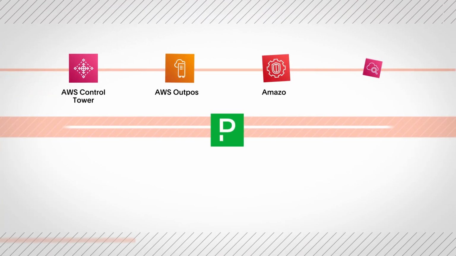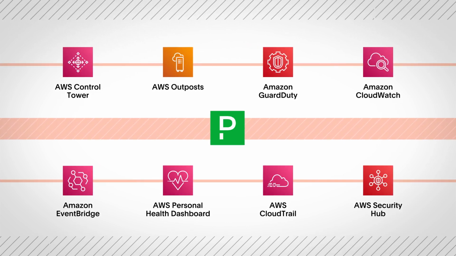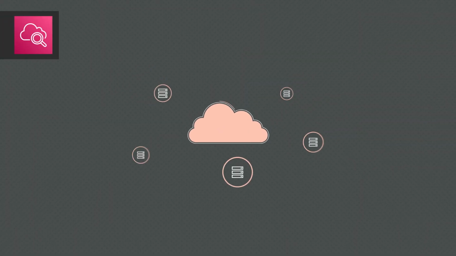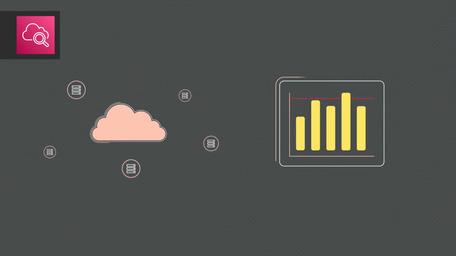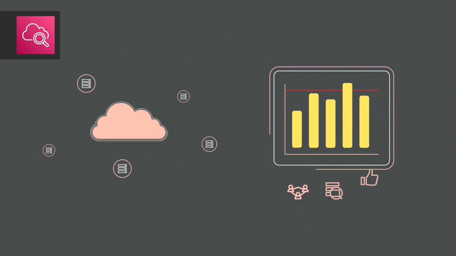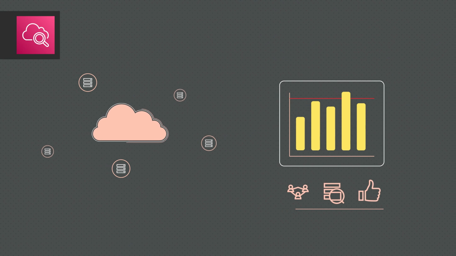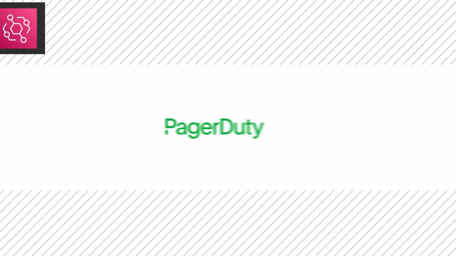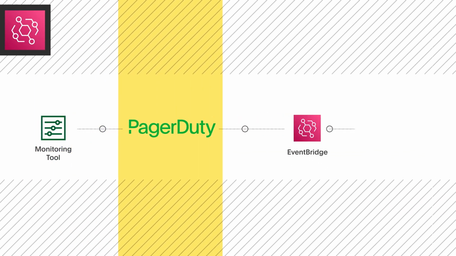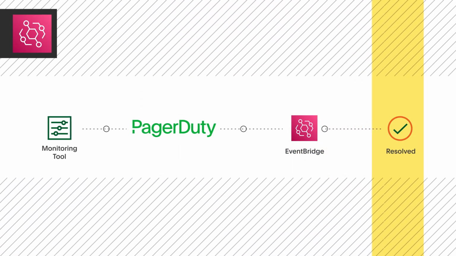PagerDuty's set of native AWS integrations help teams manage their hybrid cloud environments and cloud migration process. PagerDuty's Amazon CloudWatch integration helps teams take immediate action when cloud metrics cross a specific threshold. PagerDuty gives teams a holistic view of their AWS environment and the ability to take real-time automated action when an incident occurs. PagerDuty for Amazon EventBridge allows teams to use serverless event-driven workflows to drive real-time operations across their AWS ecosystem.